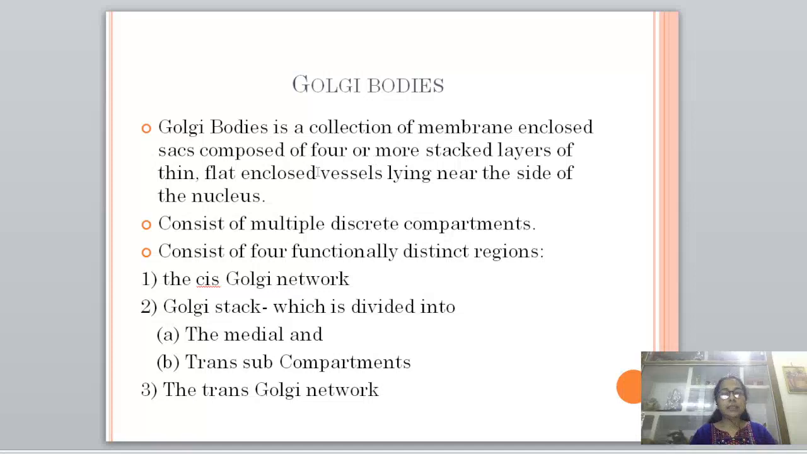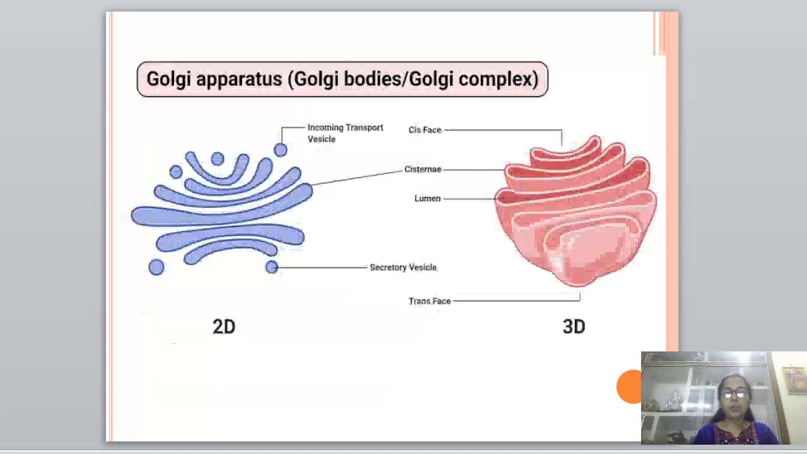The first is the cis-Golgi network, the second is the Golgi stack which is divided into the medial and trans subcompartments, and the third is the trans-Golgi network. Now this is the Golgi apparatus. You can see this is cisternae. The folded structures basically are called cisternae. And there is lumen, the sac that contains it is called lumen.